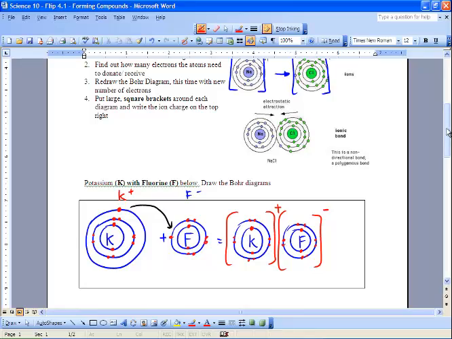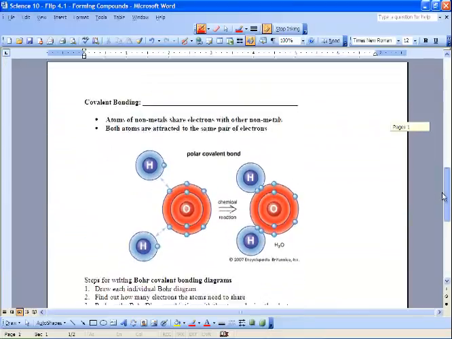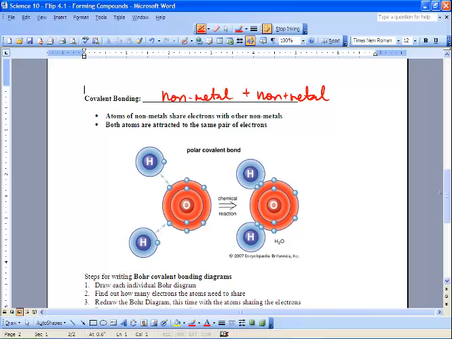All right, let's turn over the page for me. And we're going to talk a little bit about covalent bonding. Well, covalent bonding is a nonmetal plus a nonmetal. And atoms of nonmetals share electrons. Now that's the difference between ionic and covalent bonding, is that covalents share. It's like cooperating. And they share, and they're with other nonmetals. Now both atoms are attracted to the same pair of electrons.